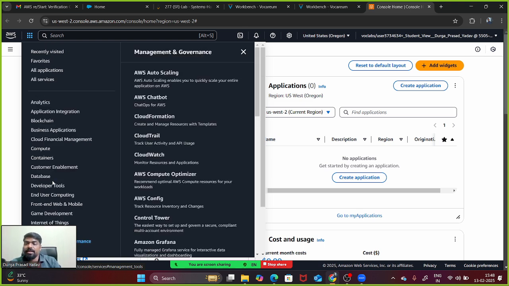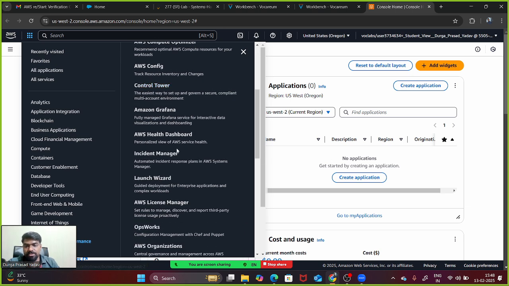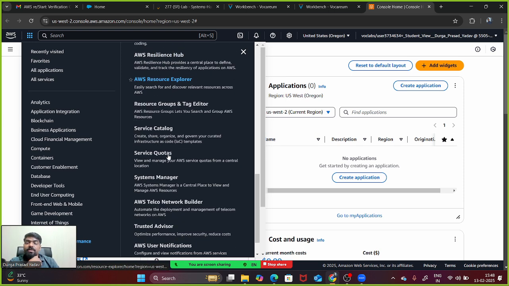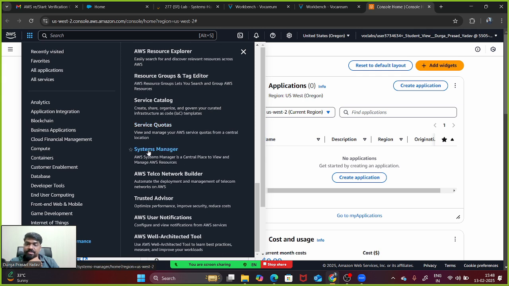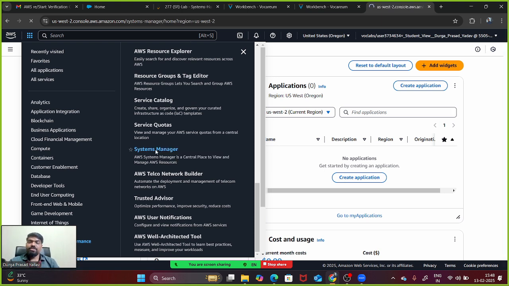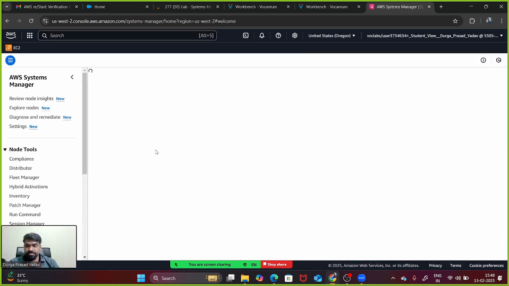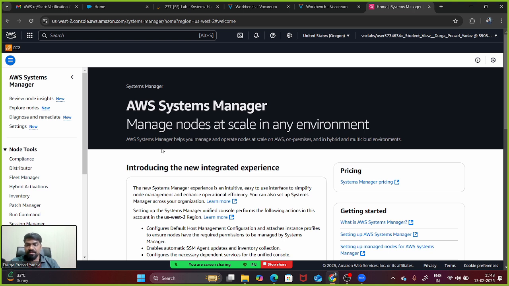Management and governance. We will click on management and governance. Am I audible to you all, guys? Yes, sir. Okay. Now, once after clicking on it, we will find AWS System Manager. System Manager comes under the AWS Management and Governance. Either you can search like this, or you can directly click here and write System Manager. So this is your AWS System Manager.